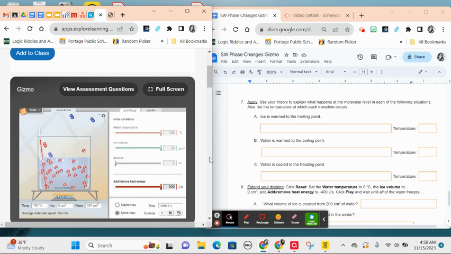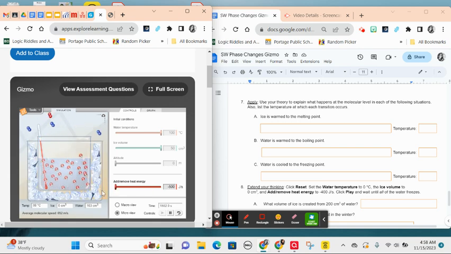Okay, letter C, water is cooled to the freezing point. So let's cool it back down. And what are we seeing happening once we get down to freezing point? We're going to take a look at the molecules and describe what's happening to the molecules. All right, we can see that they slow down, they become locked in place, they vibrate in place because they're a solid. And that happened at 0 degrees. So 0 degrees for letter C.